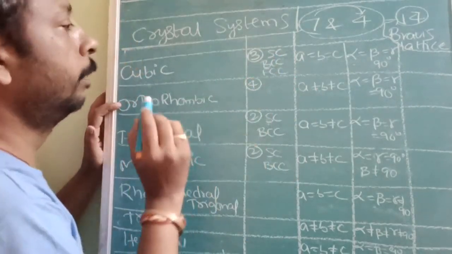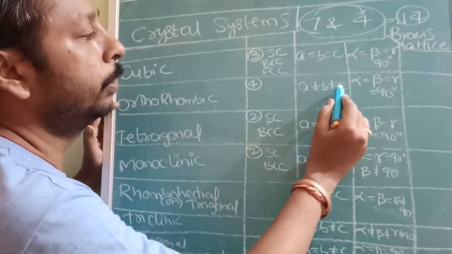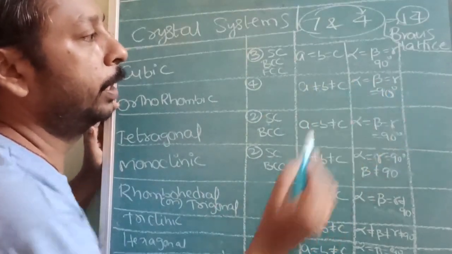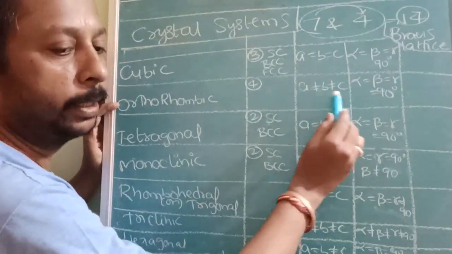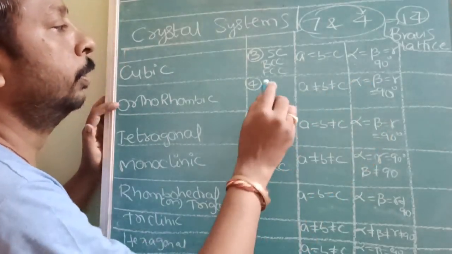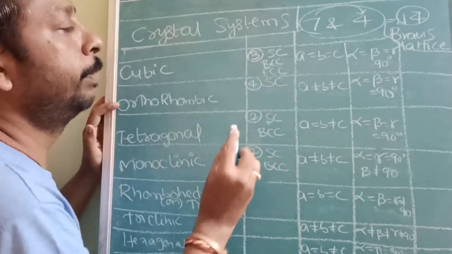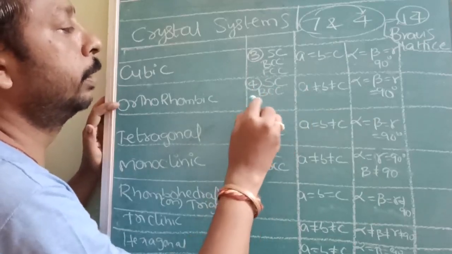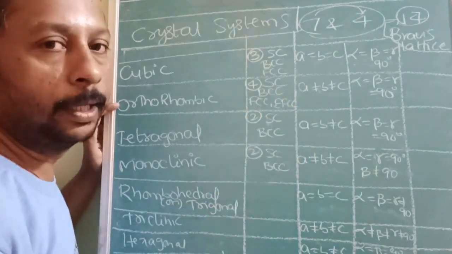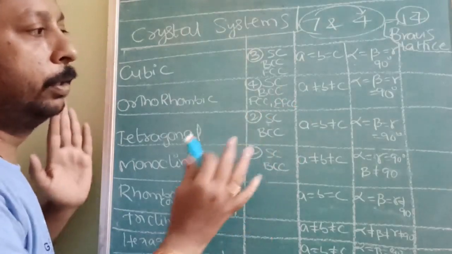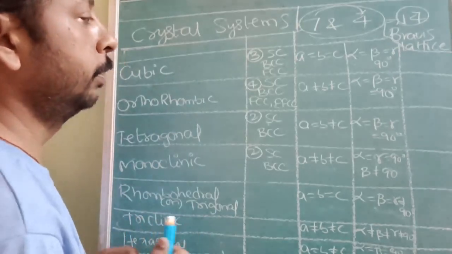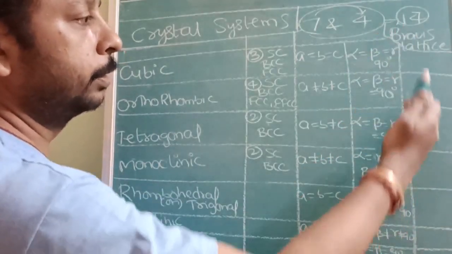Orthorhombic, where A not equal to B not equal to C, alpha equal to beta equal to gamma, and all of them are 90 degrees. No distances are the same, but all angles are the same. So there will be all 4 systems: simple, body centered, face centered, and end face centered. Everything you will find in NCERT also. NCERT is the final decision. Understood? So don't go for any extra example other than NCERT.